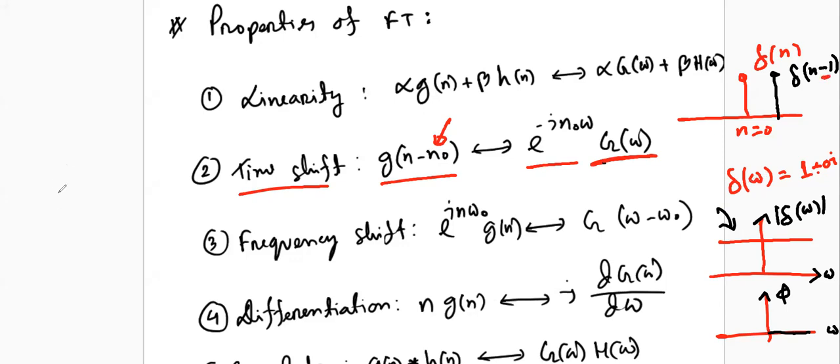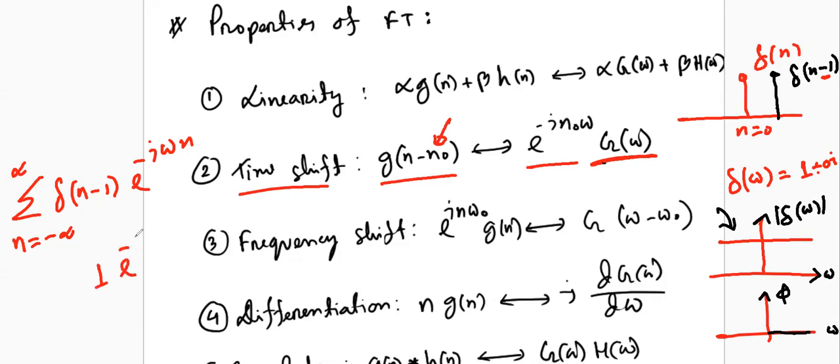If I give you the example here, delta n minus 1 times e to the power minus j omega n, by definition, this is summed from n equals minus infinity to plus infinity. For which value of n is it true? For n equals 1, this is true. In that case, the amplitude is 1, and this will give you e to the power minus j omega 1.